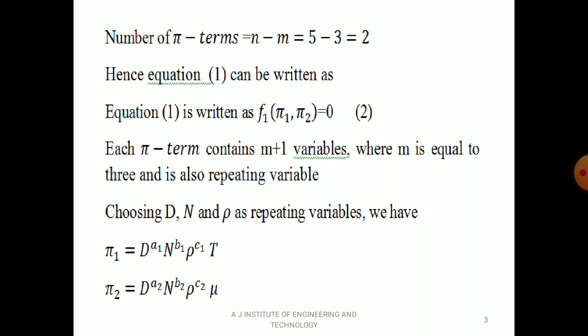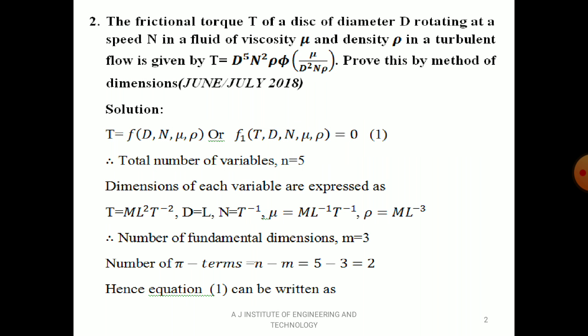So first, the first variable should have a geometric property, the second a flow property, and the third a fluid property. We can see here in the problem, T equal to d to the power 5 n square rho of phi of mu divided by d square n rho. So geometric property, that's the diameter, we can directly take. Now we have confusion with respect to flow property. So we have to search for velocity here.